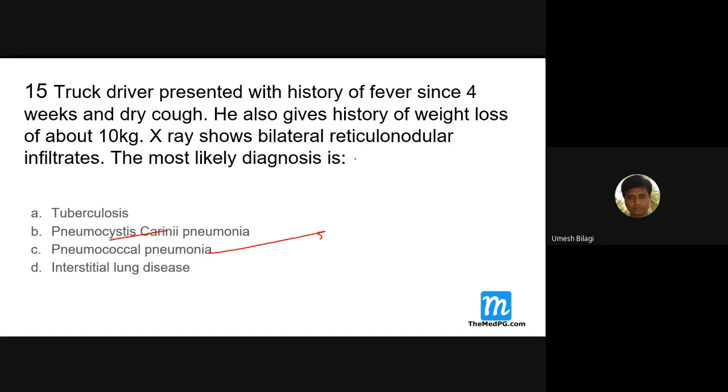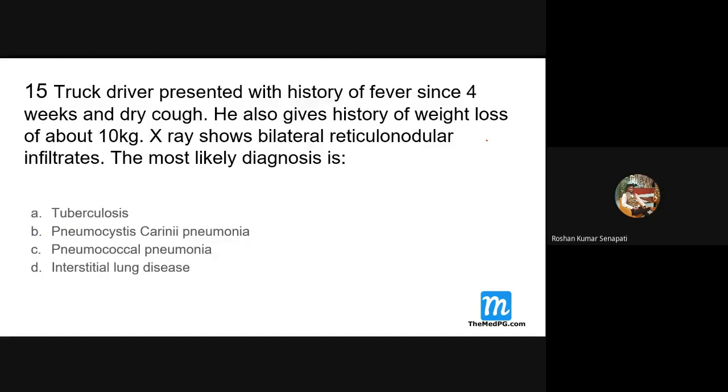Pneumococcal pneumonia will not be smoldering, going on for long days. It is a typical pneumonia. Pneumococcal pneumonia produces typical pneumonia, so it is unlikely. Interstitial lung disease will not present with weight loss and all these things. So the case more likely to fit here is Pneumocystis carinii along with AIDS, acquired immunodeficiency syndrome.